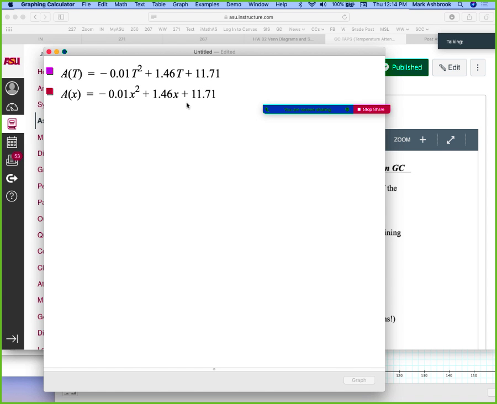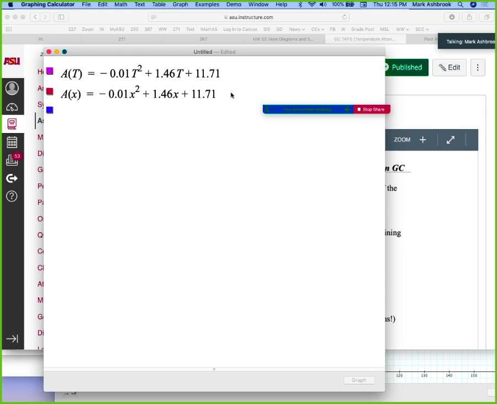Okay? So in a function definition, even symbols that are reserved for special use in GC don't take on any special use. So A of x equals negative 0.01 x squared, etc. So these x's strictly pertain to this line, and GC knows that that's your independent variable. That's what's called a dummy variable.